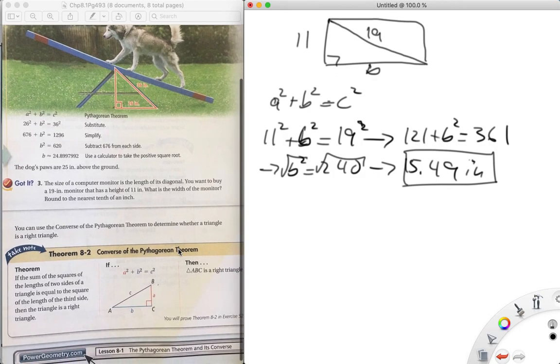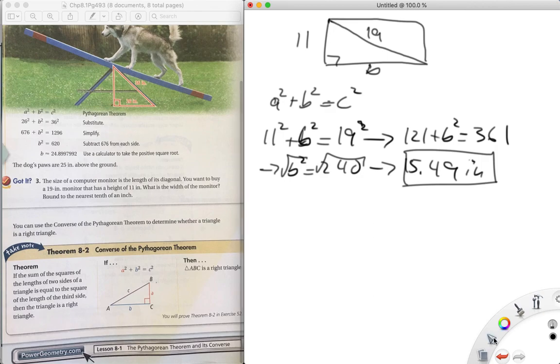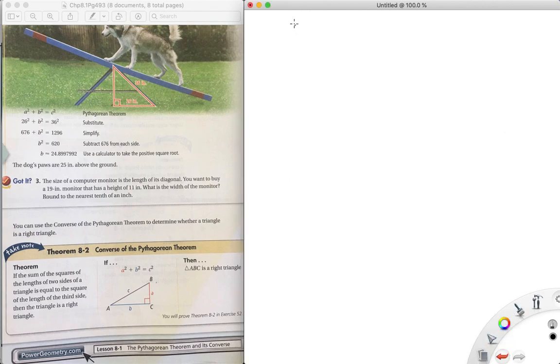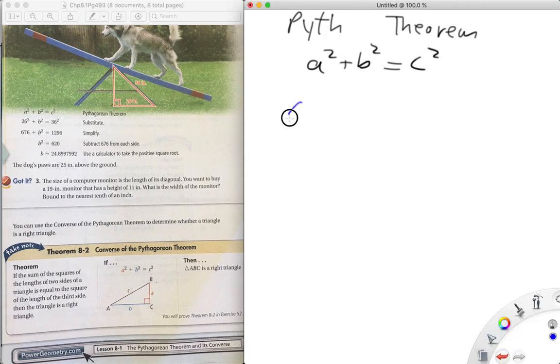The converse of the Pythagorean theorem. All right, so the Pythagorean theorem says that a squared plus b squared equals c squared. Okay, the converse of that, of the Pythagorean, I should have just said Pythag, is these guys switch.